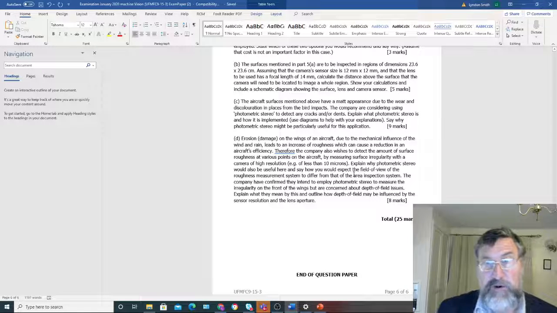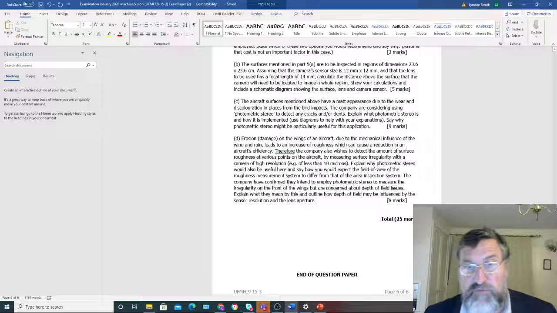The company have confirmed they intend to employ photometric stereo to measure the irregularity on the front of the wings, but are concerned about depth of field issues. Explain what they mean by this and how depth of field may be influenced by sensor resolution and lens aperture.